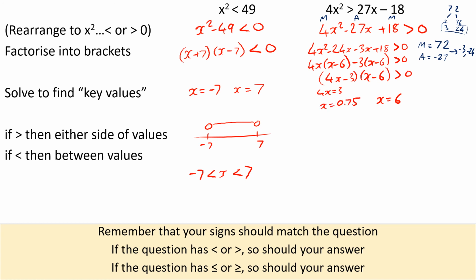You could say 3/4 as well, but I find inequalities are generally easier to work with decimals, particularly if you're going to have to draw them on a number line. So we've got 0.75 and we've got 6. We've got a greater than symbol, so we need to be either side of these values. So we need to be over here, and then just write down our answer. x is less than 0.75, or x is greater than 6.